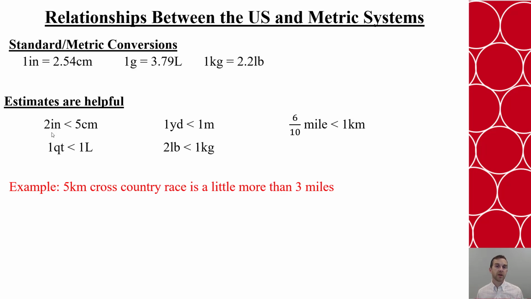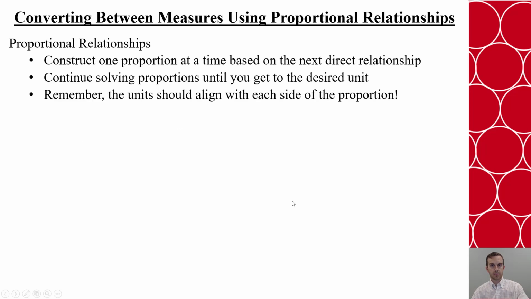For example, we talk about 5K races all the time in cross country. It's one of the sports that you see in high schools and even in the Olympics. And that is really close to 3 miles, but it's a little more than 3 miles. But it at least tells us an idea of how far we'd be running based on the US system.